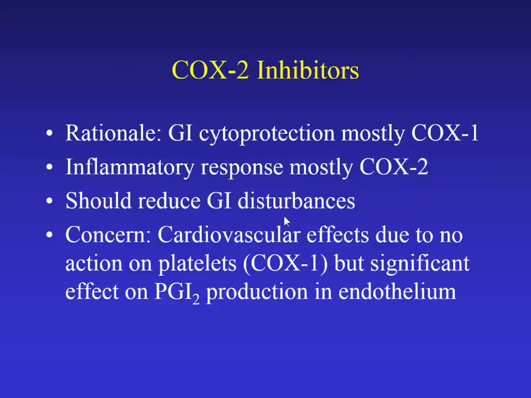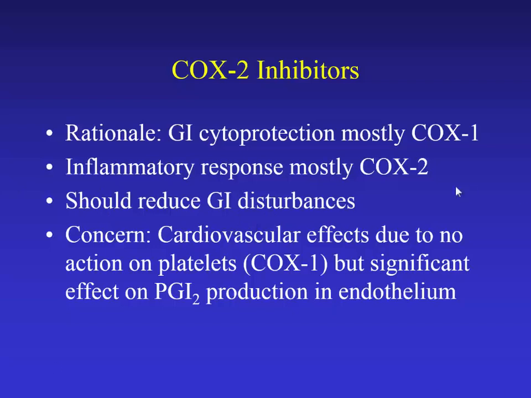Let me talk for a minute about the so-called specific COX-2 inhibitors. The rationale for the development of these compounds was actually pretty interesting and pretty sound. If the GI cytoprotection effect caused by prostaglandins is mediated mostly via COX-1, and the inflammatory responses and pain are mostly due to action of COX-2, then if we had a compound that inhibited COX-2 but left COX-1 alone, it'd be terrific, because we'd inhibit pain, we'd diminish inflammation, but we'd leave the GI cytoprotective effects intact. And that should reduce the GI disturbances.